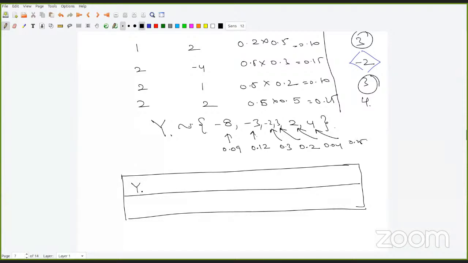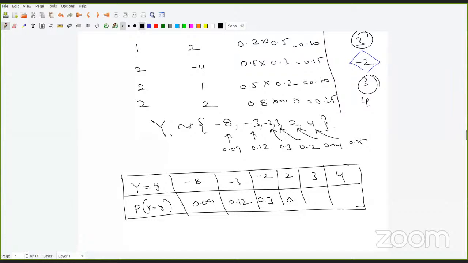These are the values y takes, and the probability that y is equal to y. The values are -8, -3, -2, 2, 3, 4. So the probabilities are 0.09, 0.12, 0.3, 0.04, 0.2, and 0.25. Okay, so match this table with the options.